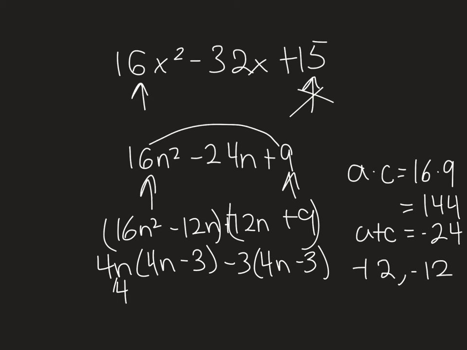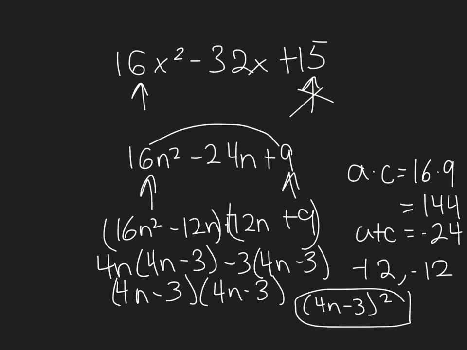So we'll put minus 3, and then it'd be 4n minus 3. So then we end up with 4n minus 3, because that's this and this, and then another 4n minus 3, because that's what's inside the parentheses. So yes, this did turn out to be a perfect square trinomial because the factors were the same. So this could be rewritten as 4n minus 3 quantity squared.